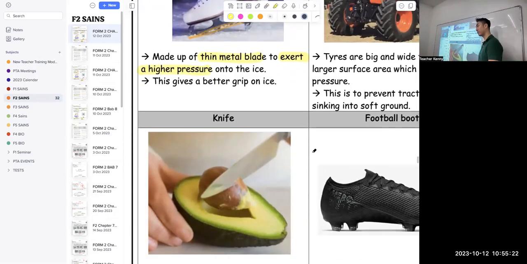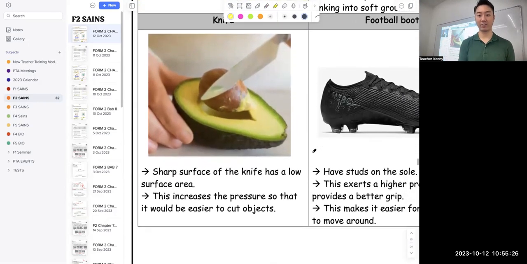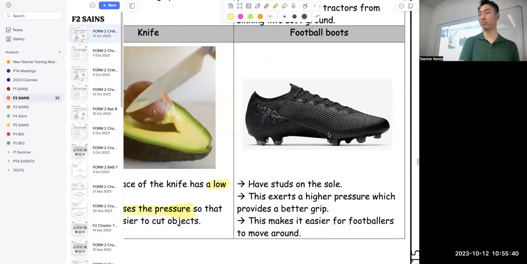Next thing goes to knife. Knife surface area is smaller, correct or not? Yeah, so low surface area, high pressure. There you go, simple. Football boots. Any of you want football boots before? Any of you got football boots? Isaac got it? Don't have. So, what football boots are there?